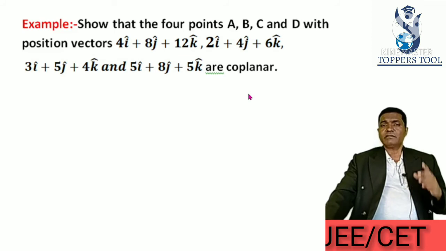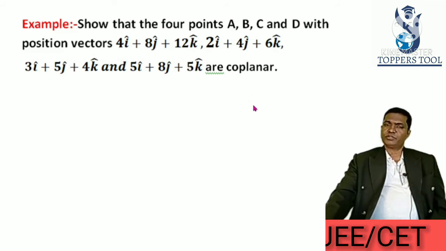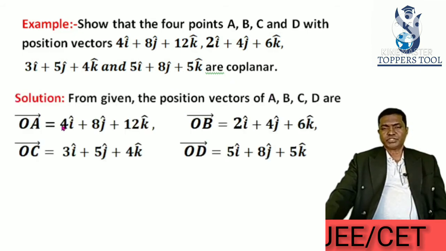points or you will be given coordinates of 4 points. So we'll discuss both the cases. Here position vectors of 4 points are given. Position vector means you are given vector OA, vector OB, vector OC, vector OD.